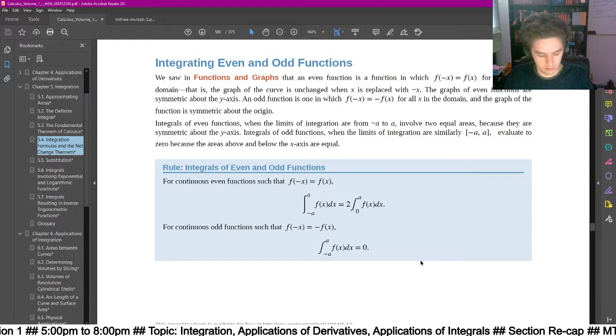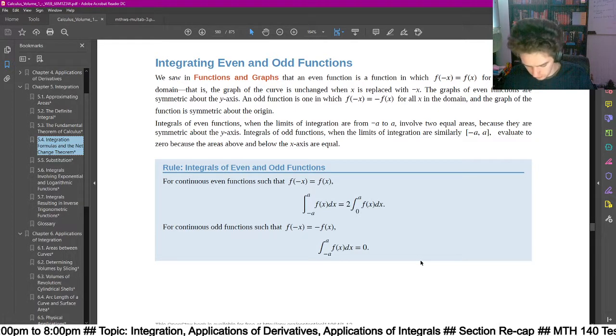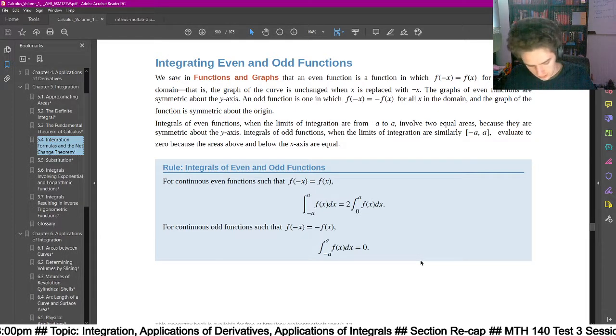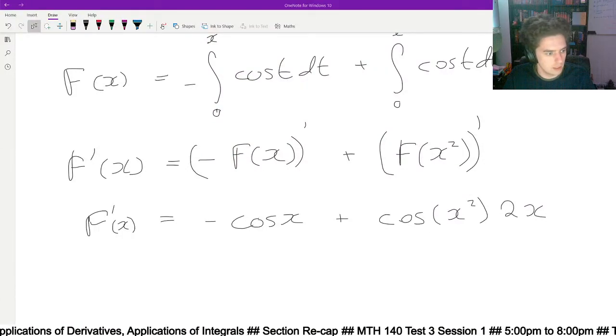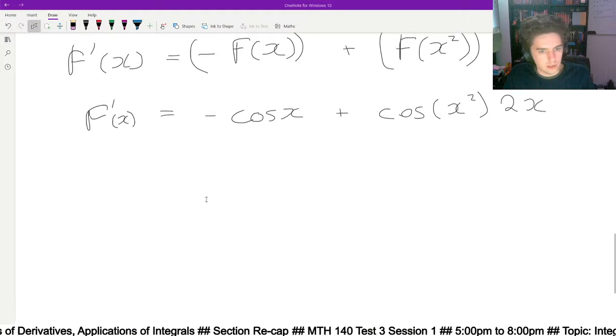So I guess I'll move on unless anyone has any questions. The next section would be U-Substitution. So I will just pull that up here. U-Substitution.